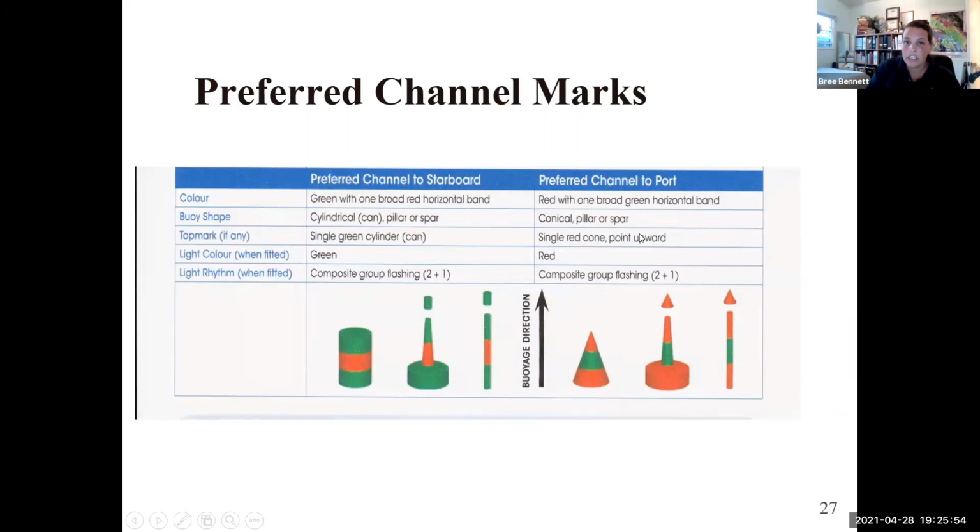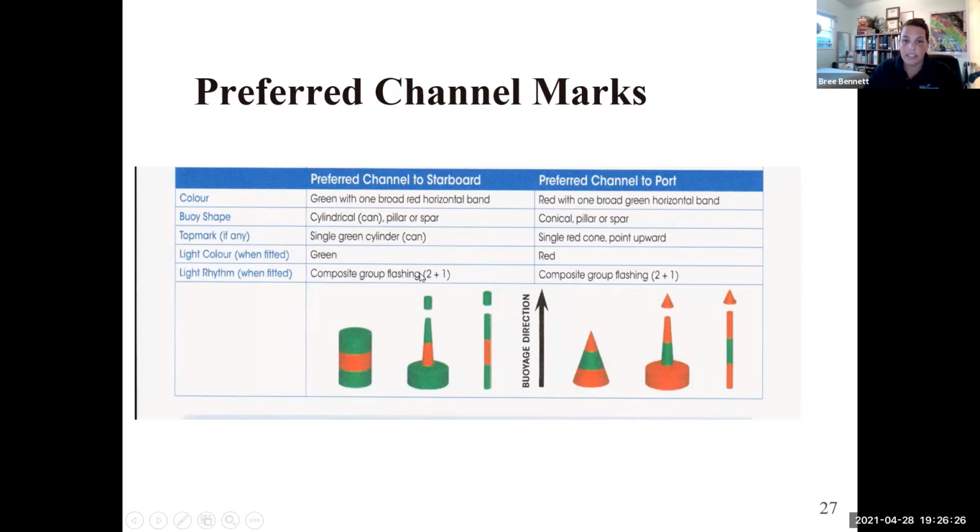Your preferred channel markers. So yeah, the preferred channel was to keep all the reds on one side, all the greens on the other. But if you want to go to a secondary channel or not preferred, then you can treat it as whatever color the band is, essentially. So if we want to go to the left, it'll look like that. If we want to go to the right, it'll look like that.